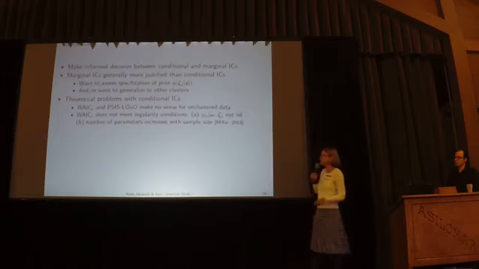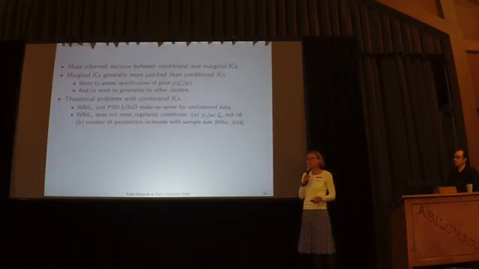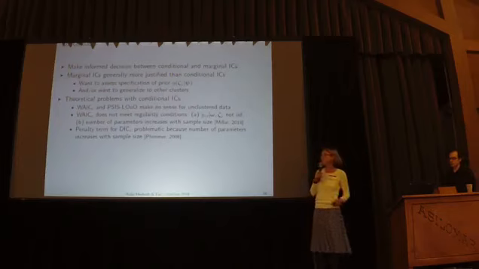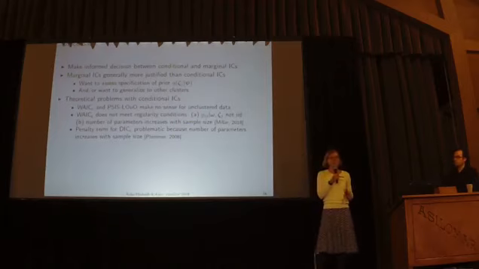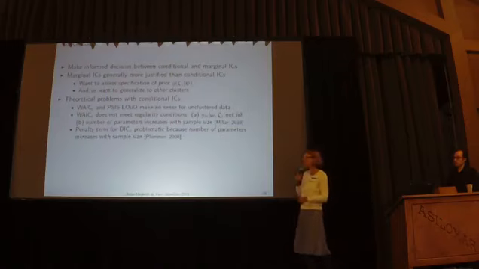And the other problem is that the number of parameters increases with the sample size. A similar issue has been pointed out by Plummer in 2008 for the DIC when you use the conditional version: again, the number of parameters increases with the sample size, and therefore the penalty term doesn't approximate that optimism very well when using the data twice.